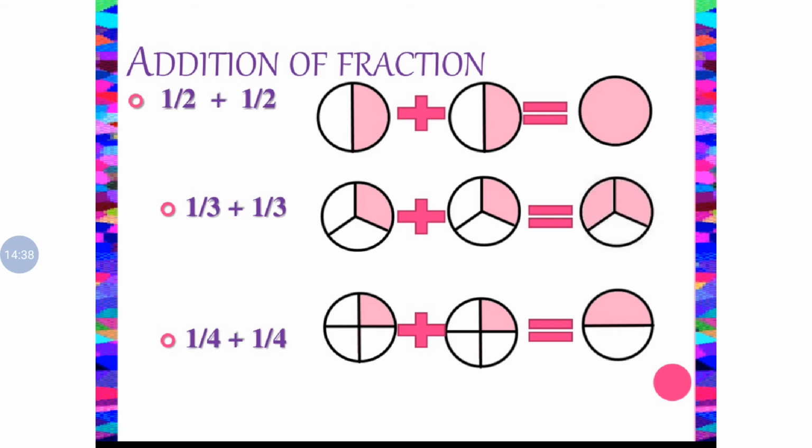Do you understand? 1 by 4 plus 1 by 4. The denominators are the same, so take the common denominator 4. We add 1 plus 1, 2 by 4. The shaded region is 1 and the unshaded region is 3. So we get the value 1 part out of 2 equal parts, that is 1 by 2.